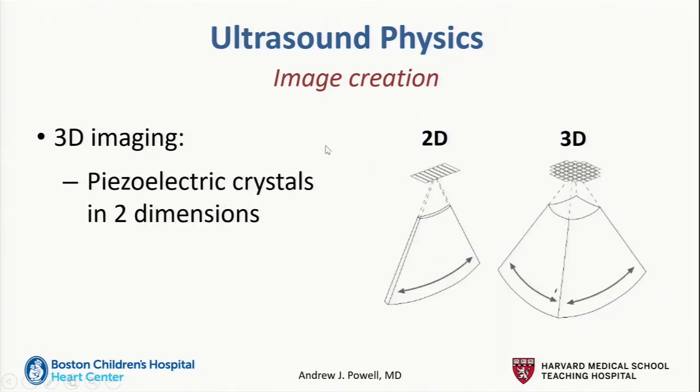And then finally, with 3D imaging, very briefly, instead of having, for 2D, the crystals arranged kind of linearly, here we have them arranged kind of in a square pattern. And as a result, you can interrogate, instead of just a sector of tissue, a whole volume or pyramid of tissue, because you have these crystals arrayed in 2 dimensions.